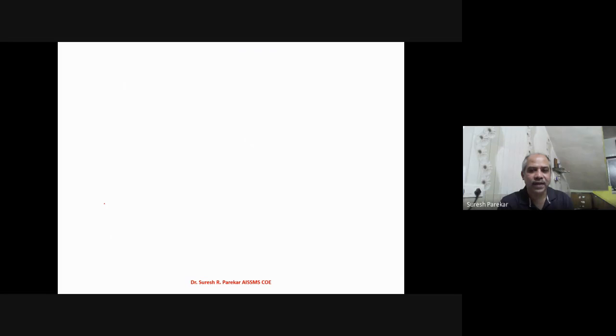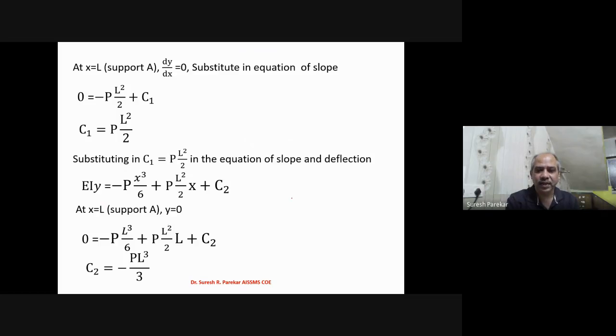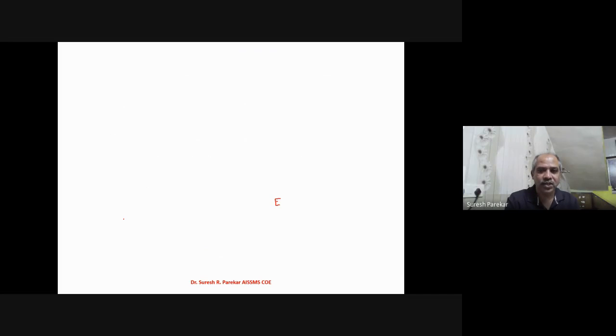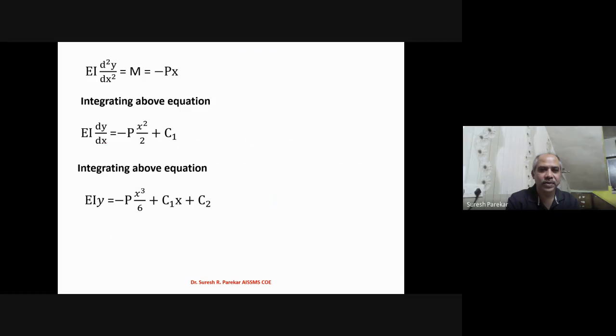So the equation, if I write it here, becomes EI, and this will be C2. In the equation of slope, what is the equation of slope? Minus px square by 2 plus C1. So C1 we will put over here, and in the equation of deflection, we have minus px cube by 6 plus c1x plus c2.